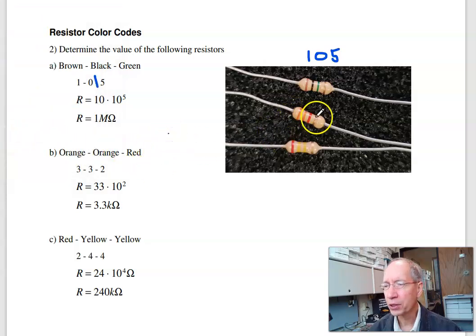The second one, orange, orange, red. Orange is 3, so that's a 3, 3, 2. That's a 332 resistor, meaning 33 times 10 to the 2 ohms, 3.3K. The last one, red, yellow, yellow. Red is 2, yellow is 4, yellow is 4. So that's a 244, 24 times 10 to the 4th ohms, 240K. Resistors are indicated by colors.